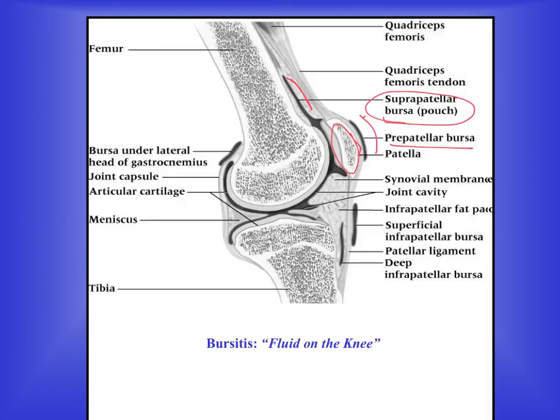And the reason that you don't suffer from a fracture every time you land directly on your knee is because the prepatellar bursa basically explodes and releases fluid, and that fluid protects the patella from being fractured. So you can thank your prepatellar bursa for not having more patellar fractures.